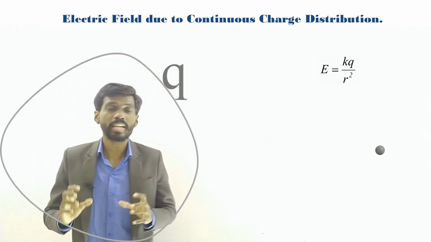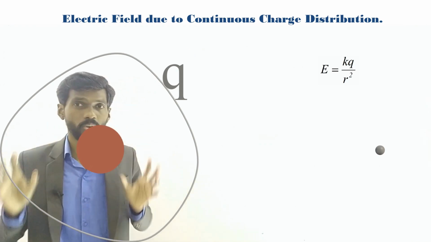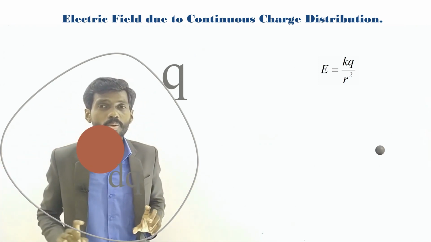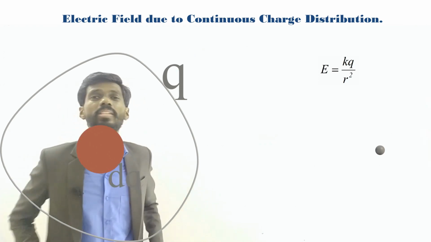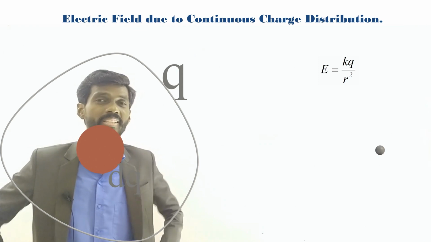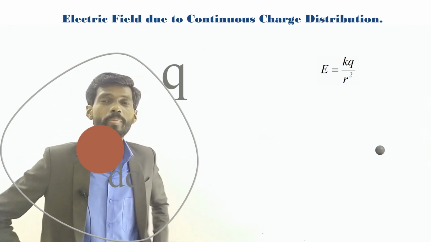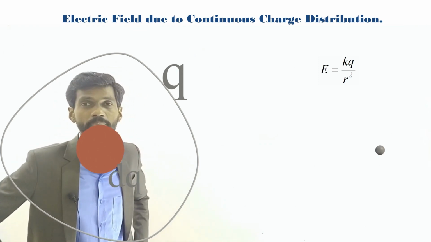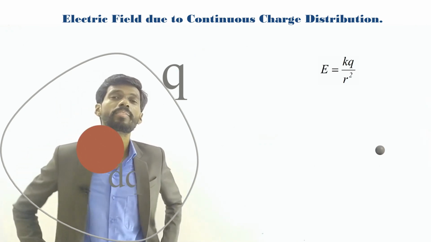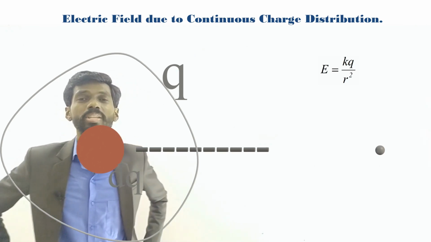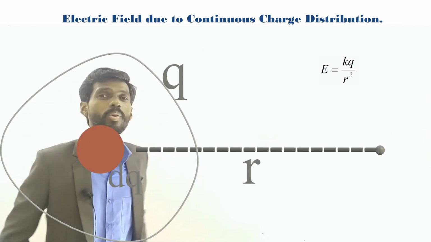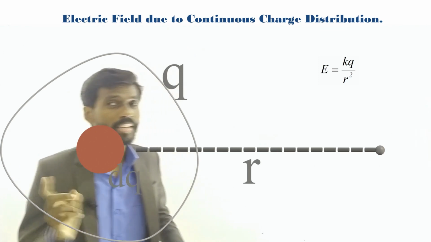So we will consider a small part of this object, a very small portion having charge dq. The charge of the entire object is q, so only the small portion has charge dq. This can be considered a point charge now because it is very small, and we can find the electric field. For a point charge, we know how to find the electric field. So let us find the electric field due to this point charge, and using integration we can find the electric field due to the entire object. Alright, so let us use the method of integration to find the electric field.